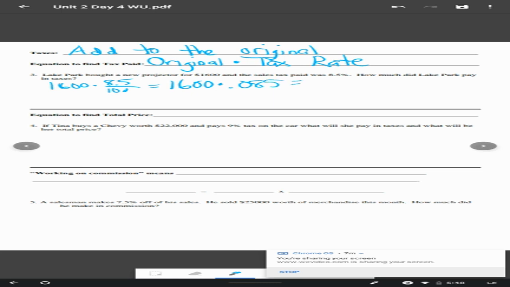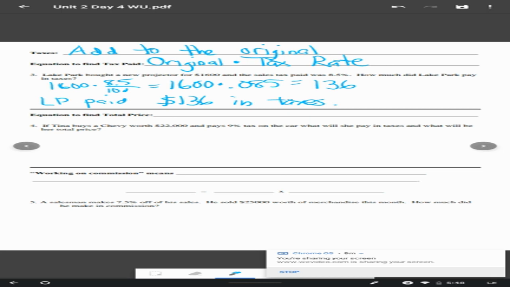So if you multiply those together, 1,600 times 0.085, we get $136. So how much did they pay in taxes? You'd say Lake Park paid $136 in taxes. It didn't ask for the total bill. That's where the next one comes into effect.